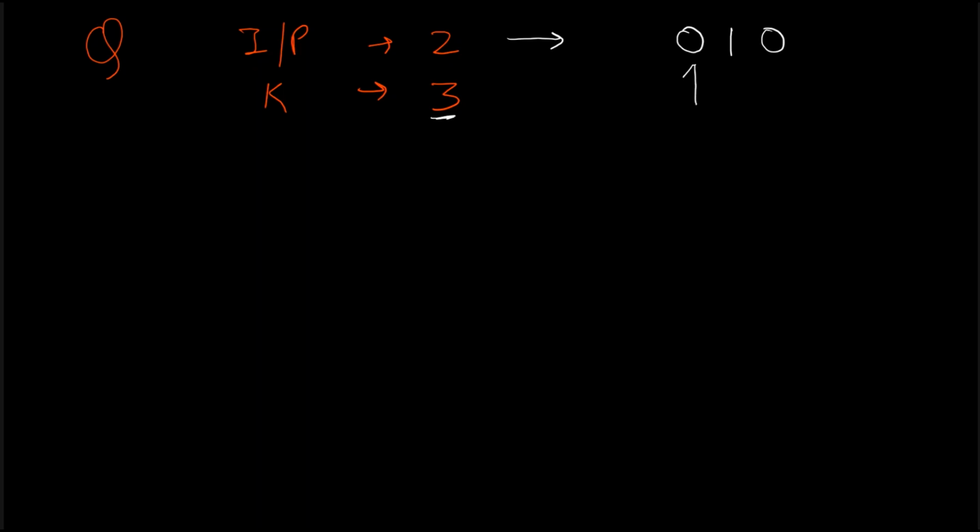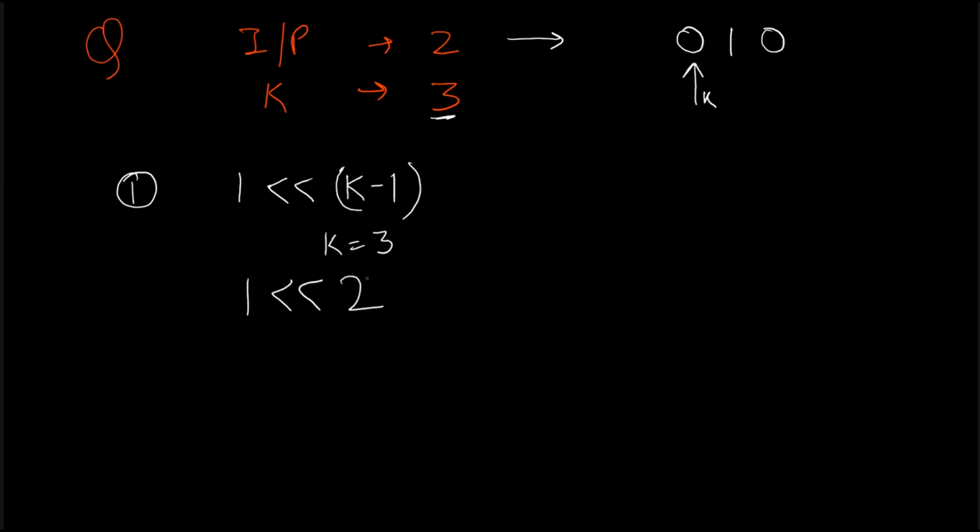Let's take one more example. Let's say in input we have 2 and k is equal to 3. So let's start by making this into a binary number. 2 is 0, 1, 0. And here at k is equal to 3, I need to toggle it. So how can I do it? 1 left shift with k minus 1. So as I have k equal to 3, k minus 1 will be 2. So 1 should be shifted by 2 positions.